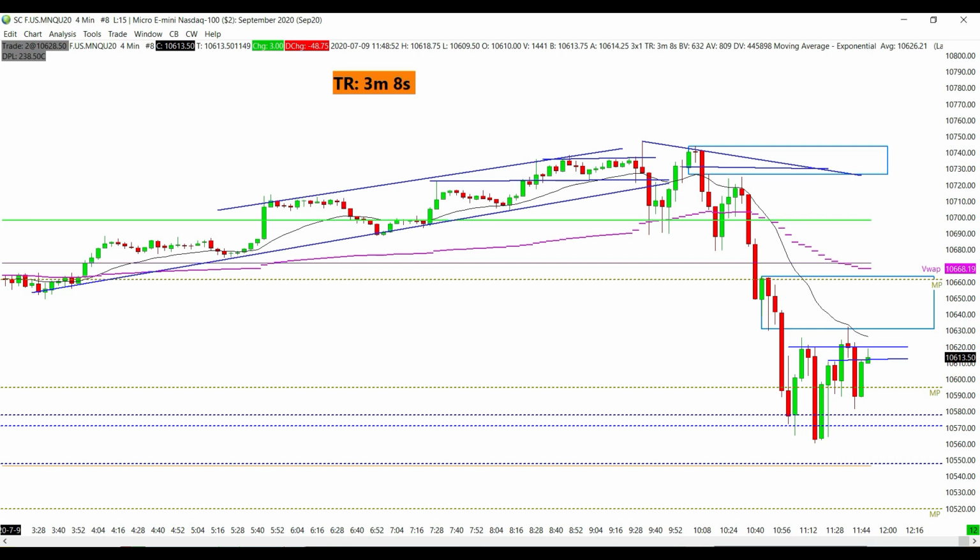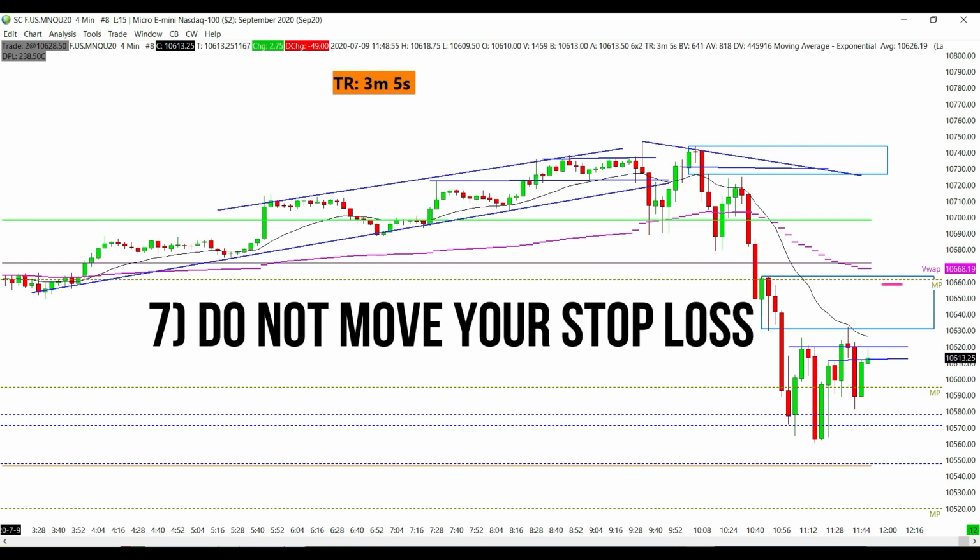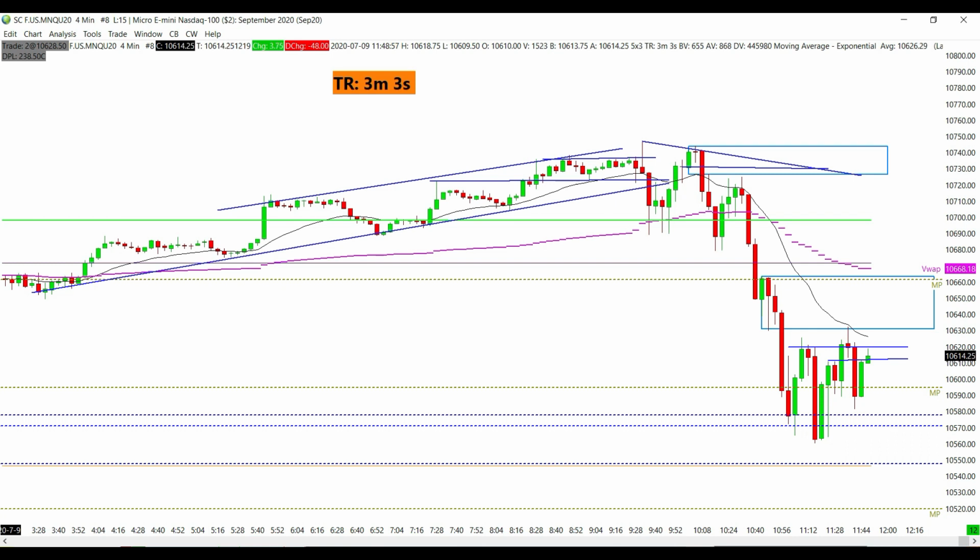All right. Number 7, do not move your stop loss, guys. Listen, if you're trading and the trade is going against you, who cares? Take a small loss and go on to the next trade, guys. There are plenty of opportunities right after your trade. So stop worrying about that small loss that you're going to take.